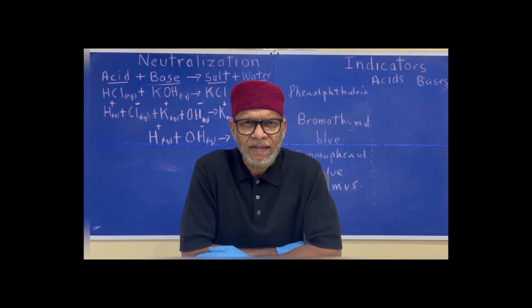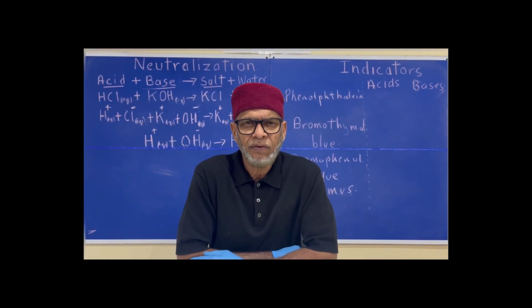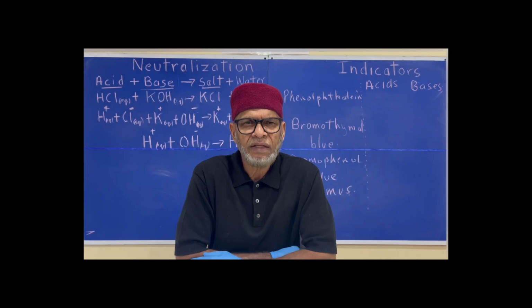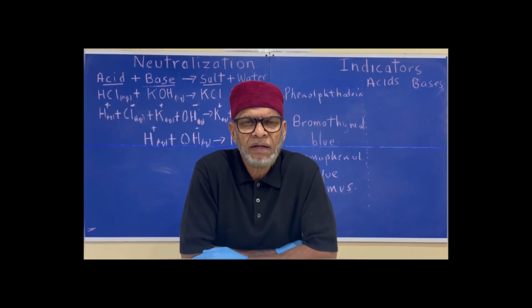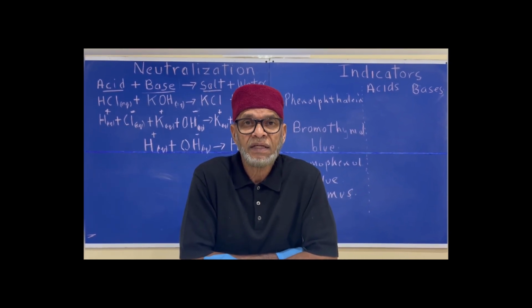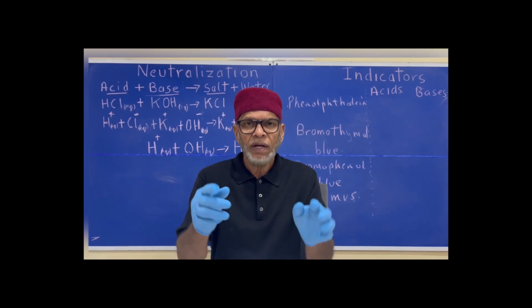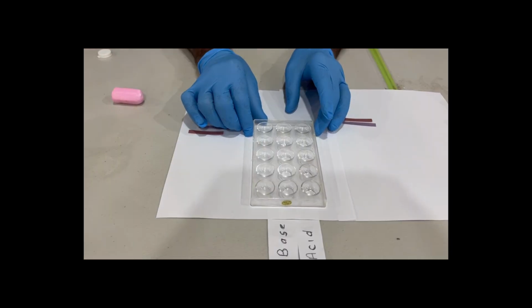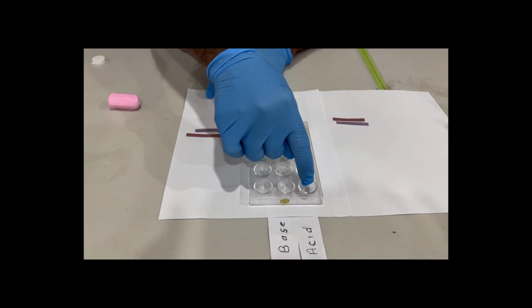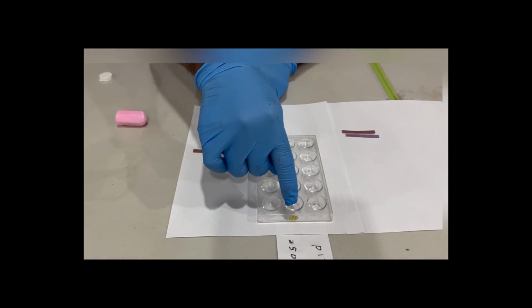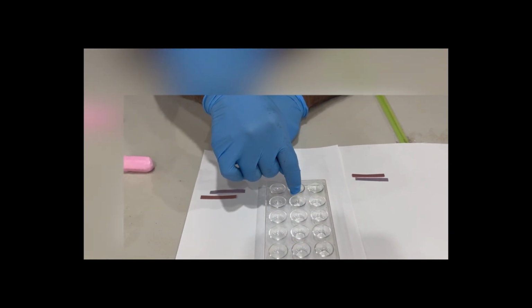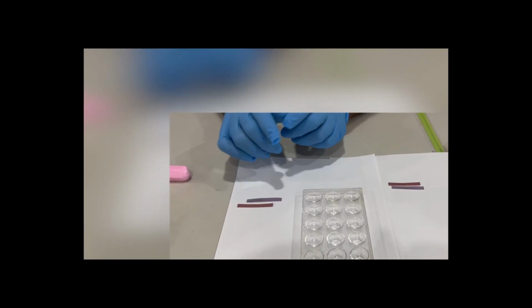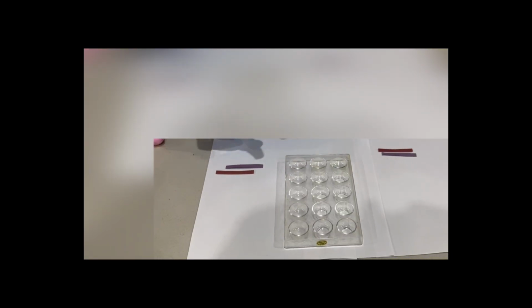Hi, today we'll be demonstrating for you the color changes that a few common indicators make when they're placed in acids and bases. So what we have here is this spotting tile, and in this column here we are having acidic solution, and in this column here we are having basic solutions. And the indicators that we'll be using today are as follows.